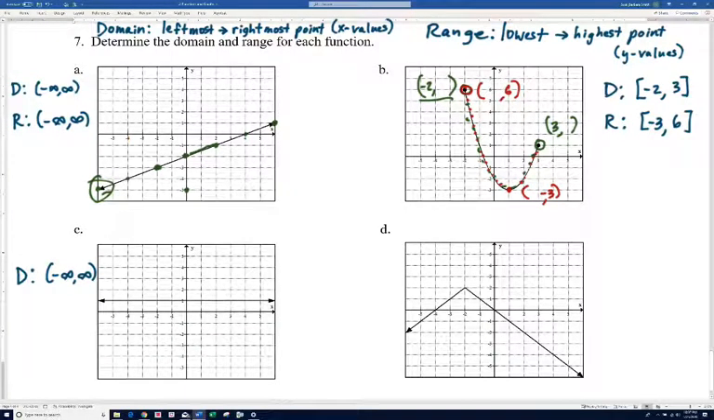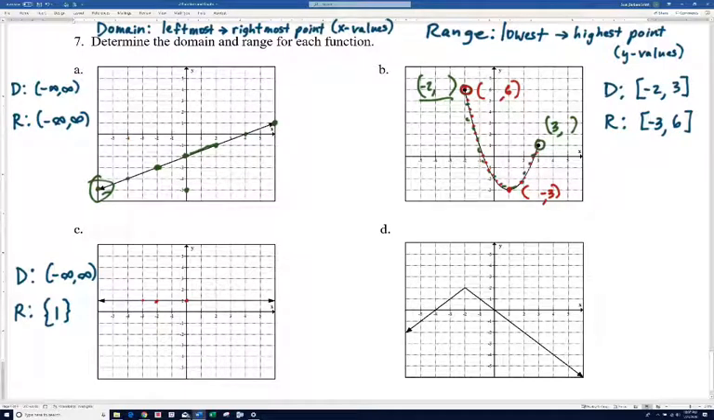The range is a little strange on this one though. Aren't all the y values 1? Every point on this graph has a y value of 1. So we're going to write this differently. We don't need interval notation. We would just write it like that. That's the set with just 1 in it because there's only one value in the range.